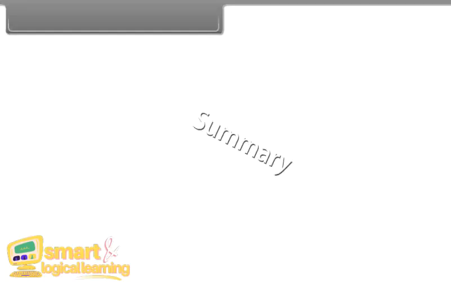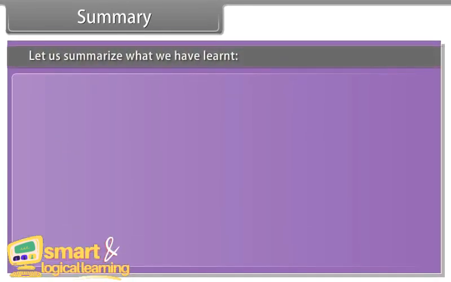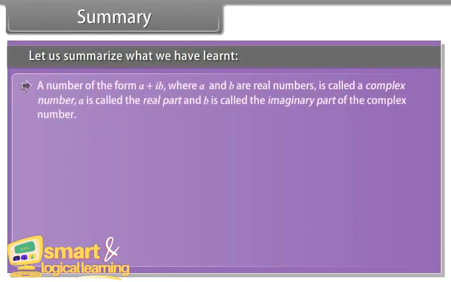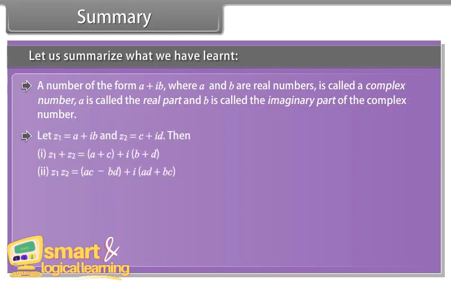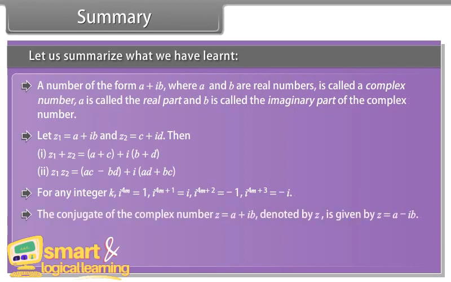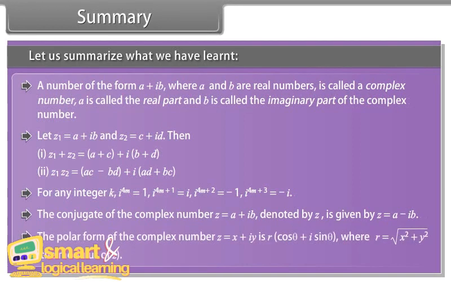Summary. Let us summarize what we have learned. A number of the form a plus b iota, where a and b are real numbers, is called a complex number. A is called the real part and b is called the imaginary part of the complex number. The conjugate of the complex number is denoted by z bar. The polar form of the complex number is given in terms of r and theta.